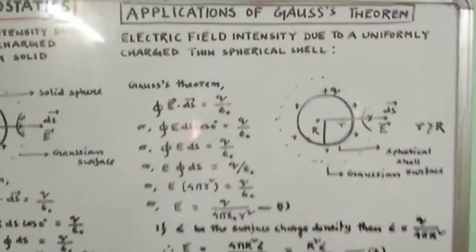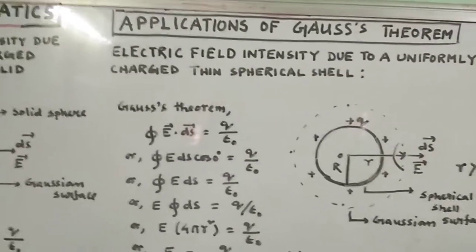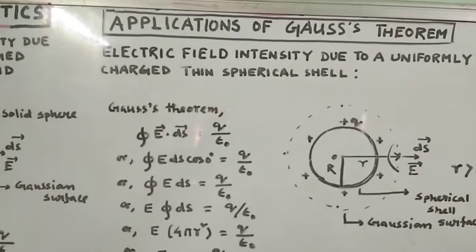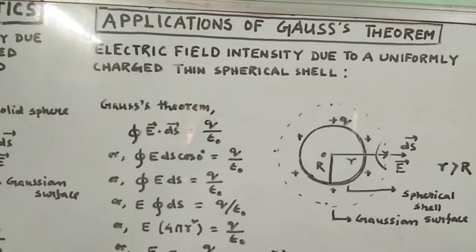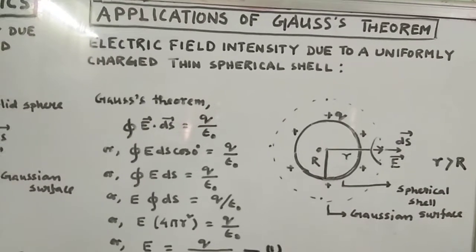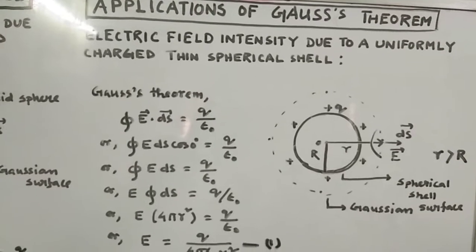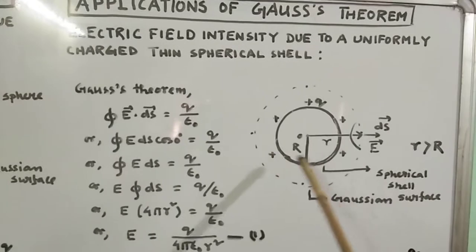thin spherical shell. Okay, now what is a shell? A shell is a sphere, you can say a hollow sphere. If you take a hollow sphere, then it becomes a shell. So basically in a shell, the charge resides only on the surface. So let me draw a diagram. This is your spherical shell, the solid one.